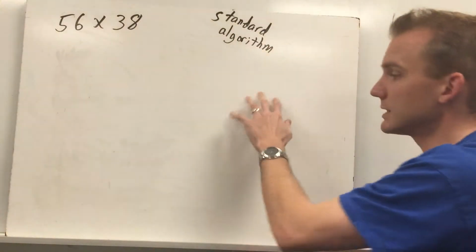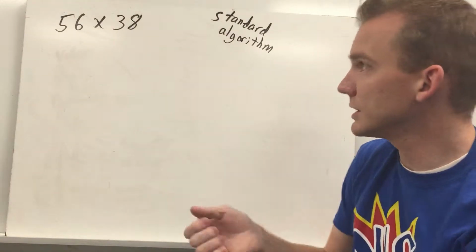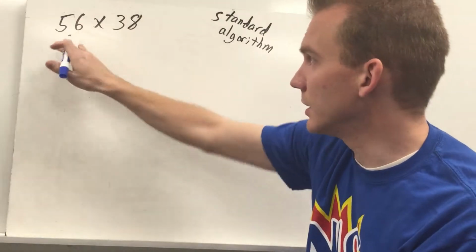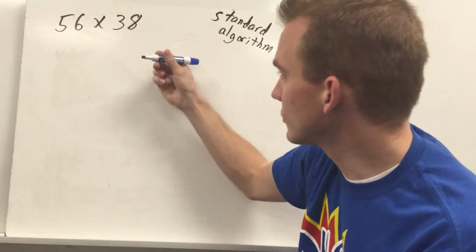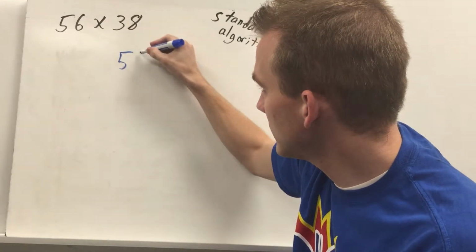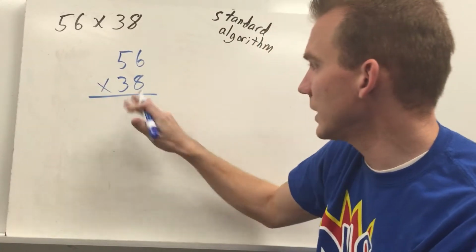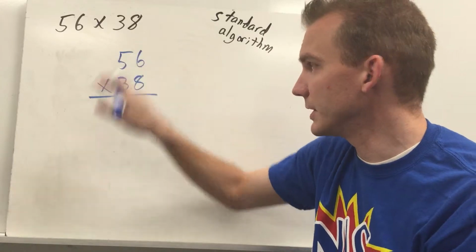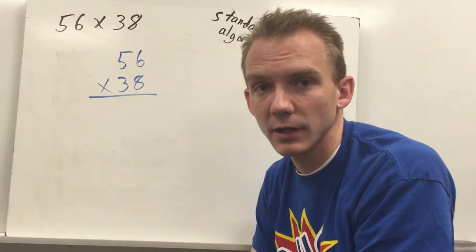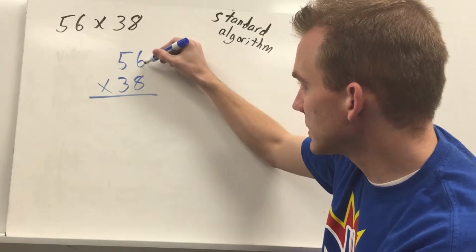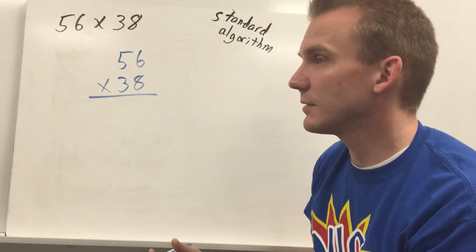Let me take you through an example and show you how to do this using the standard algorithm, how you could write it on your page. So first I have this problem written horizontally, so I got to transfer it vertically. 56 times 38. Again, I'm doing 8 times 56 and 30 times 56, adding it together, and then I have my total product. So first I'm going to start with 8. I'm going to do 8 ones times 6. Well, 8 times 7 is 56.